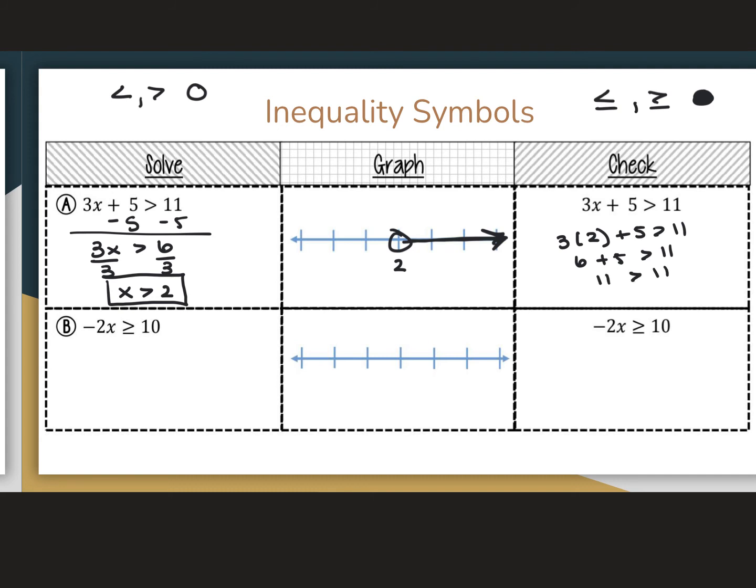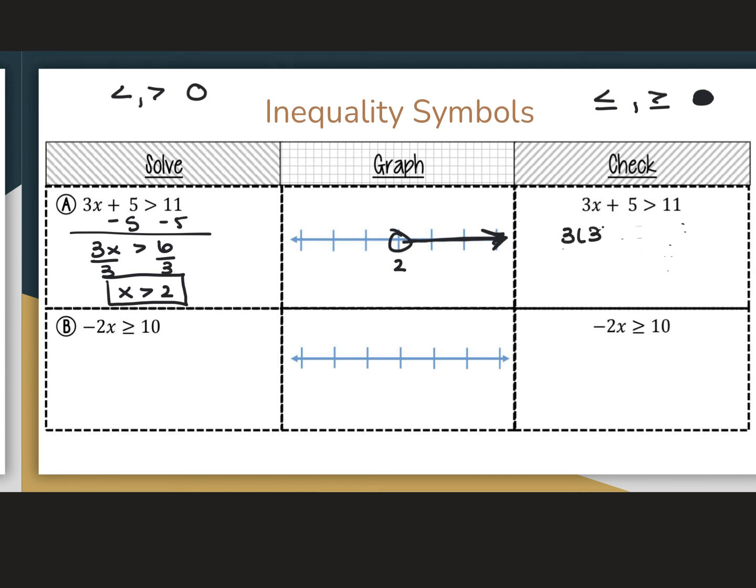So is it a true statement that 11 is greater than 11? Absolutely not. So hence why 2 cannot be included in this solution. So I can pick any number that is greater than 2. I'm going to change that up a bit and pick a number that's greater than 2. So we can just say 3.